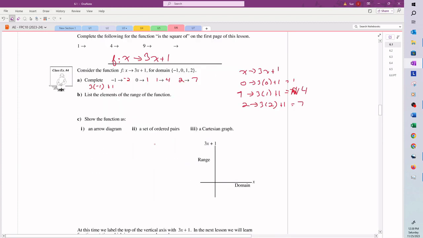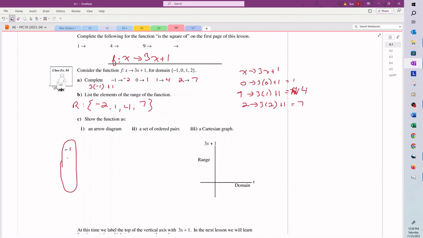Let's list the elements in the range of the function. That's going to be the ones that we've written up here. So -2, 1, 4, and 7. And let's actually do that in proper notation here. If we show the function as an arrow diagram, I have my inputs of -1, 0, 1, and 2, and then my output values of -2, 1, 4, and 7, and my arrows just go straight across because it is a function, and each input maps to a single output.